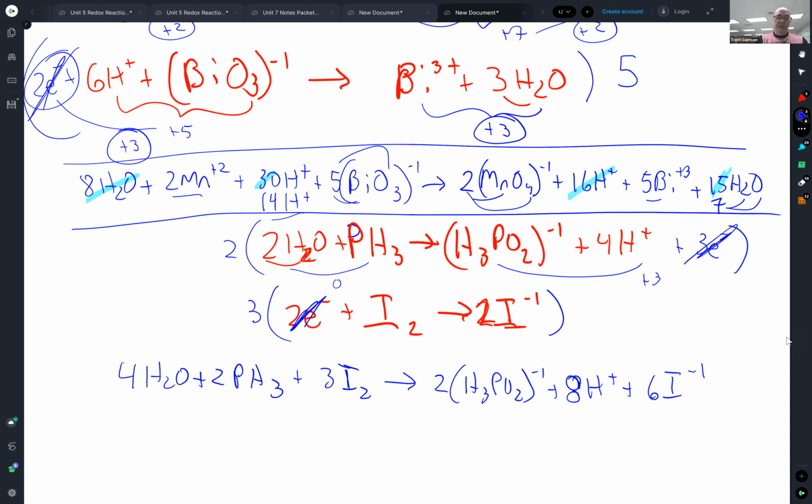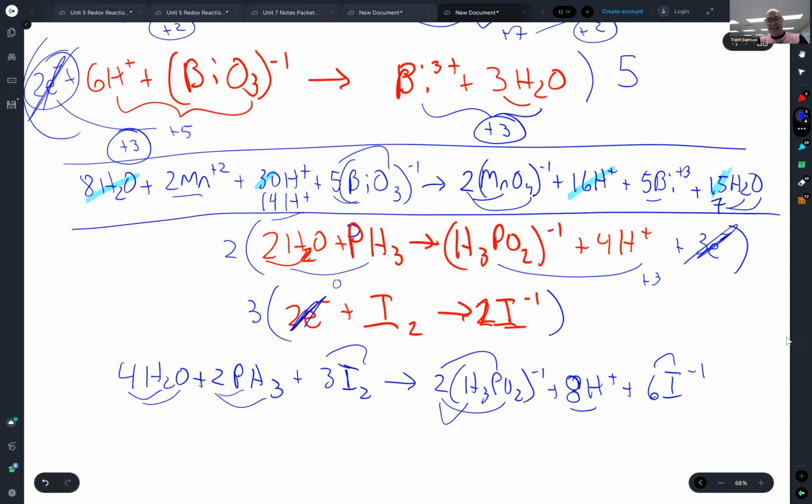Let's make certain. I've got 8 hydrogens. I have 8 hydrogens. I have 4 oxygens. 2 times 2 is 4. I have 2 phosphorus, 2 phosphorus. I have 6 hydrogens. Oh, wait, there was an extra 6. So here's my extra 6 right here. I have 6 iodines and I have 6 iodines. Everything is worked out okay, so I have my second answer.